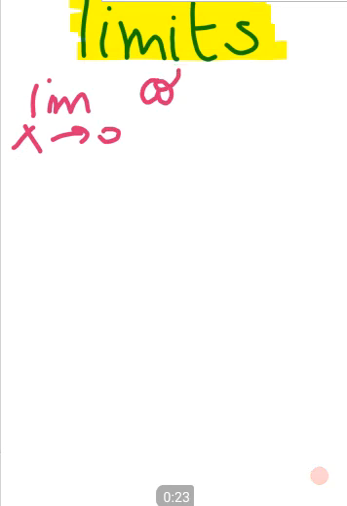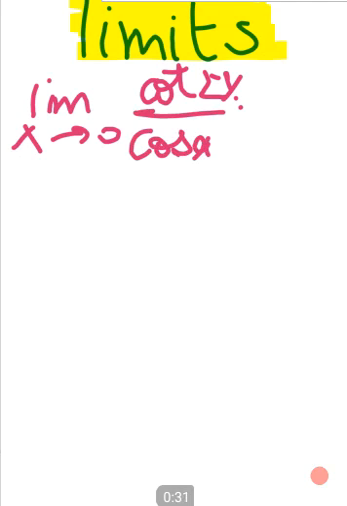So let's start with the trigonometric limit. The limit as x approaches 0 of cotangent of 2x over cosecant of x.